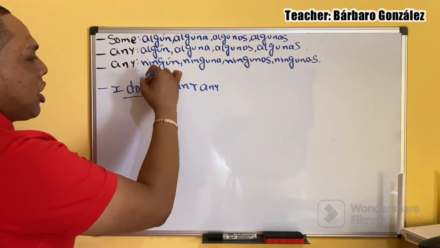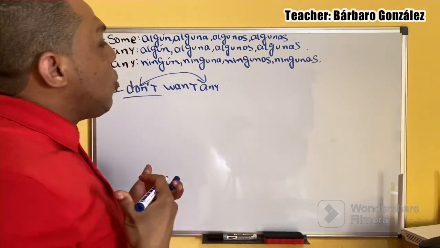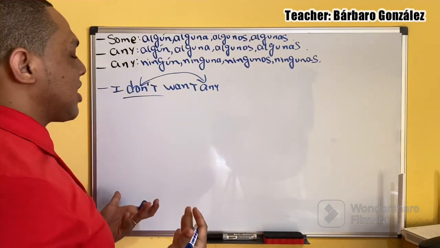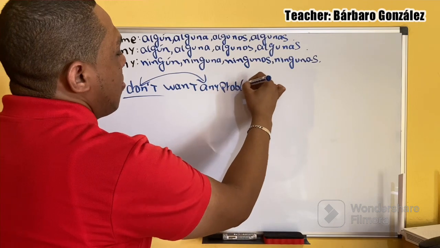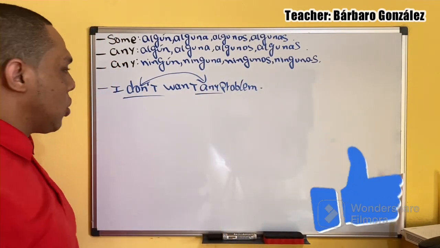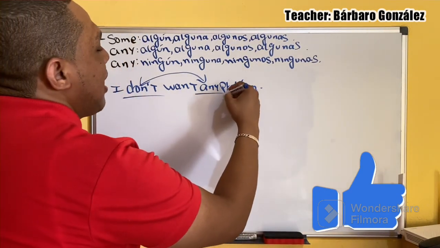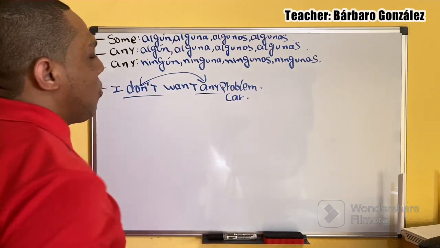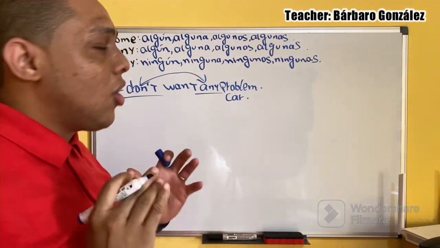After the negation, any is going to mean ningún, ninguna in this case. For example, I don't want any problem. So any in this case means ningún. I don't want any problem. For example, I can say I don't want any car. I don't want any car. And any in this case means ningún or ninguna.